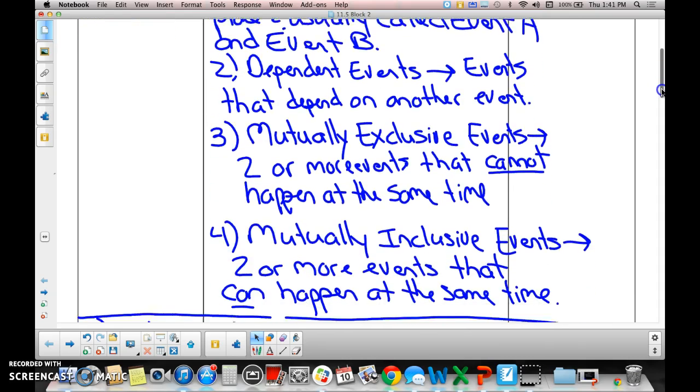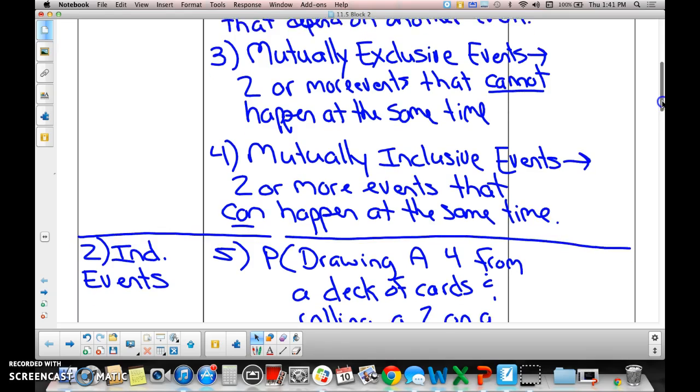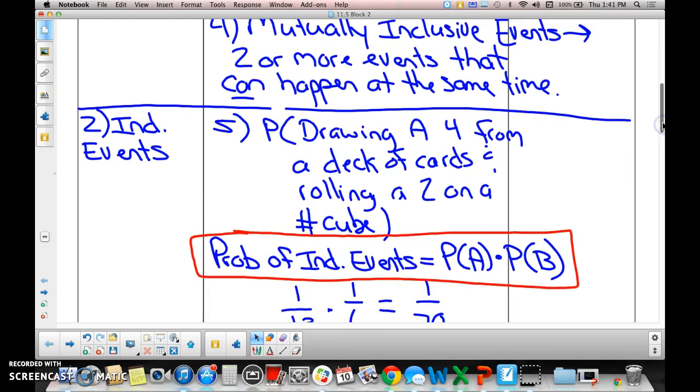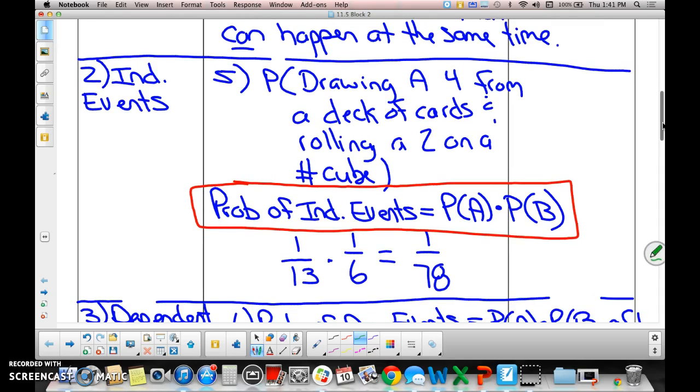Mutually exclusive events, events that cannot happen at the same time. Inclusive, they can happen at the same time. What is this? And again, I'm not going to talk much about this in our video notes, so when you're listening to me, when you're preparing for the final test, when you see that the probability of independent events is the probability of A times the probability of B, you know that this is simply the what?